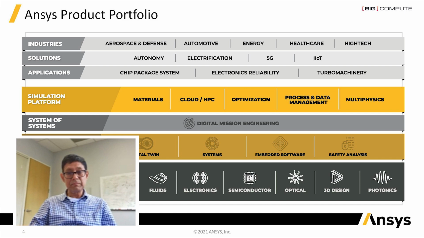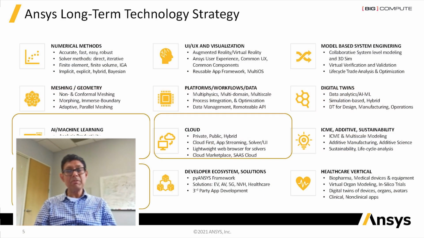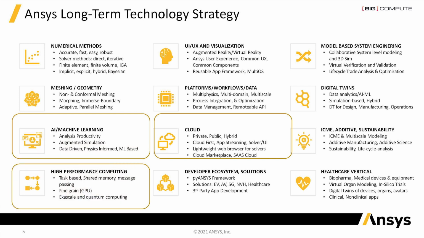So, as CTO at Ansys, I am responsible for setting our long-term technology strategy. And that has 12 pillars that I'm going to mention here. Pillars such as numerical methods, where we are looking at more accurate, faster, easy to use, and robust solvers, looking at newer methods for meshing and geometry, the use of AI/ML applied to simulation, high performance computing, leveraging different forms of parallelism, new ways of doing user interface and visualization, different types of platforms, use of the cloud.